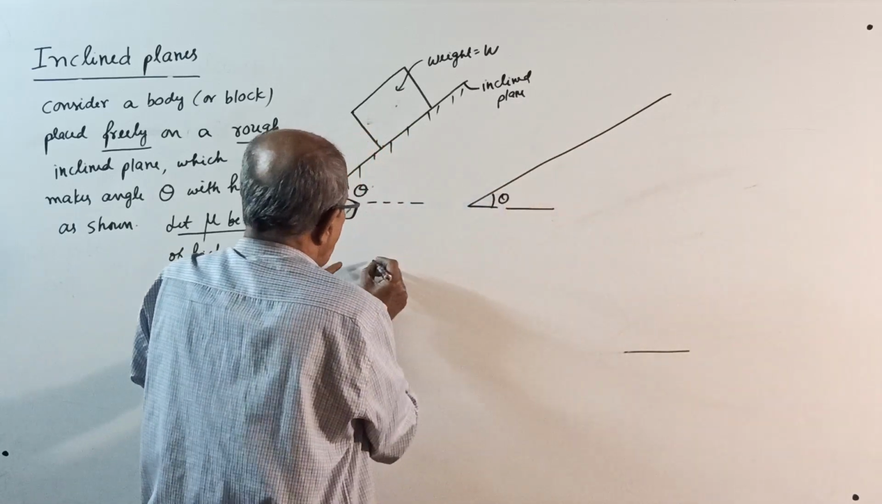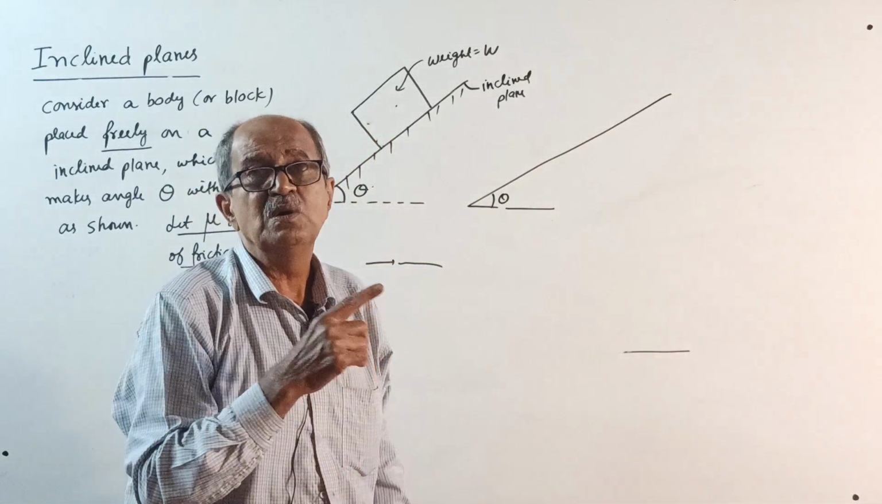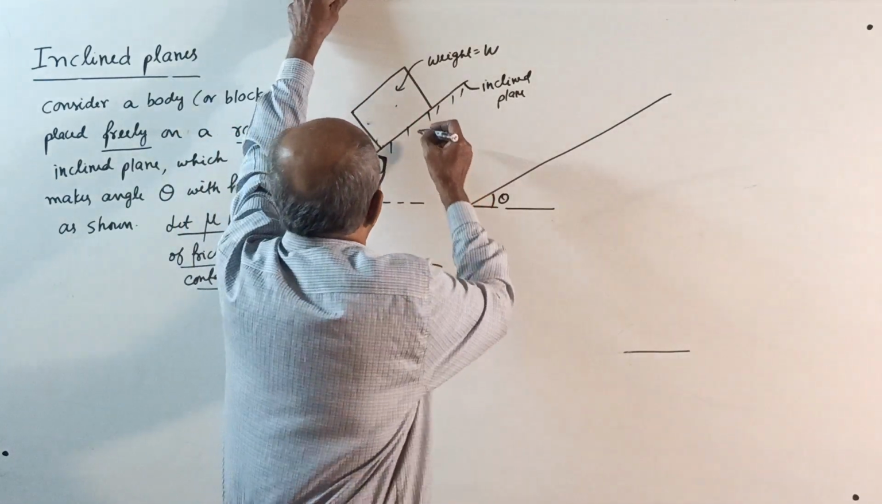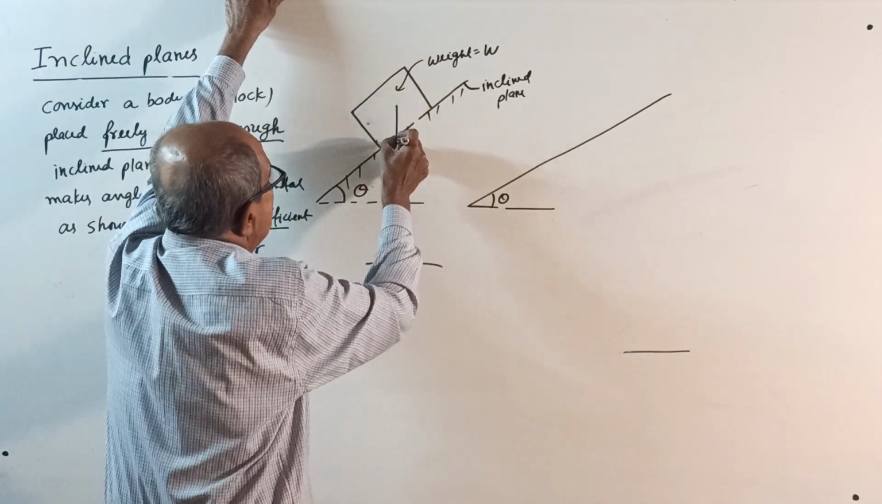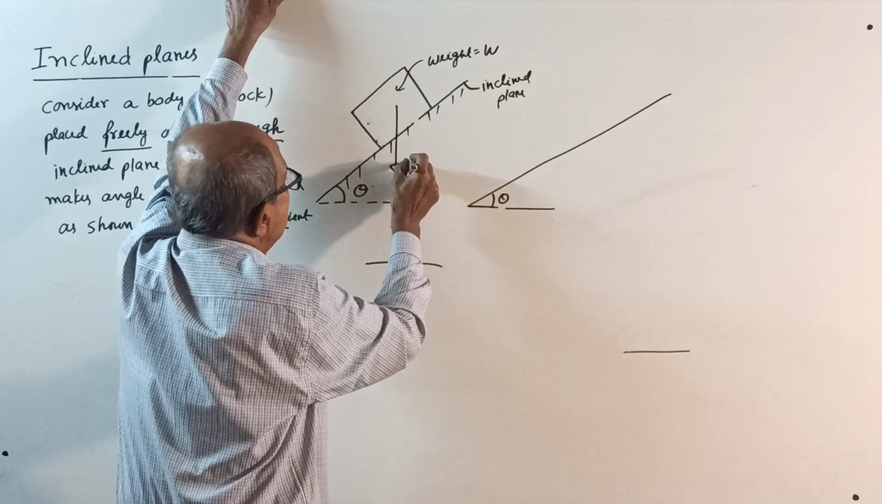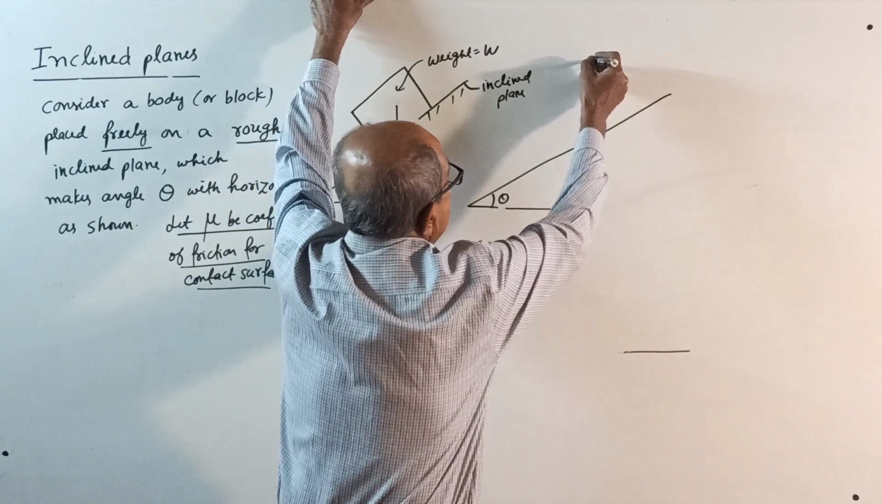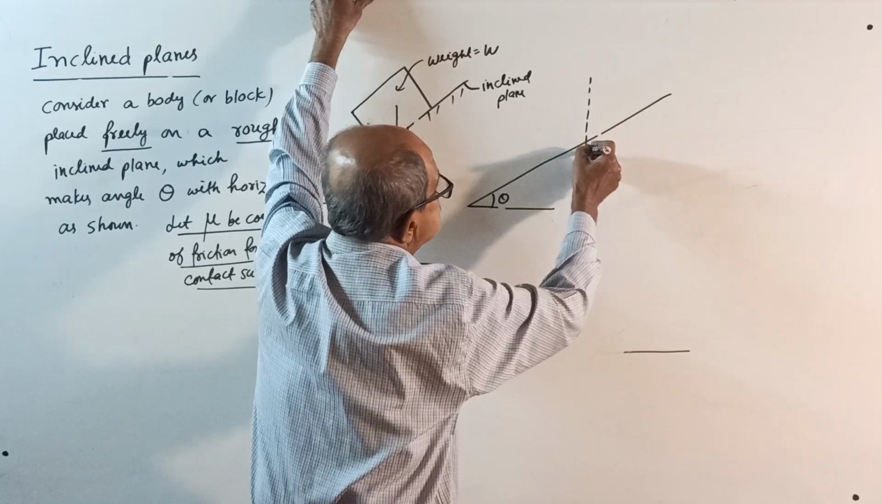You should write whatever I dictate. I cannot write on the board, only in the notes. Now this body has got weight. I will put the weight here at the center. This weight W is acting like this. This is the weight W.